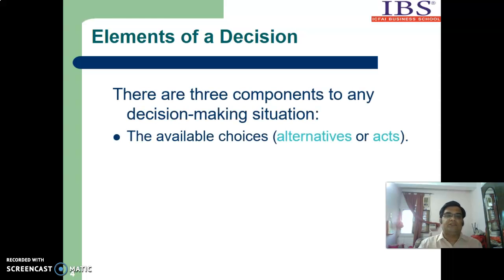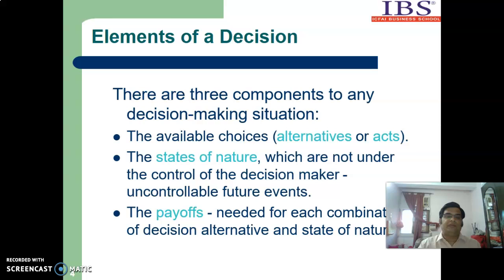Now, to understand decision theory, it is very important that we understand what are the different terminologies, or so as to say, the components of decision making. The first component is the available choice in layman's language, but in decision theory language, it is called alternatives or acts. Alternatives or acts, that means what are the alternatives for the decision maker? Alternatives can be two or more than two. It can be three, four, and so on.